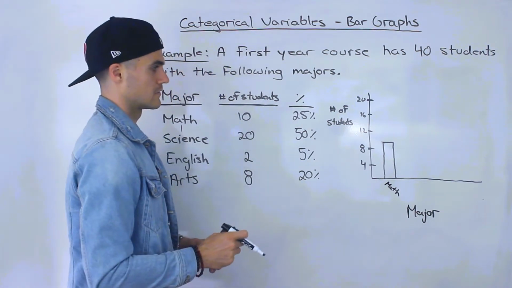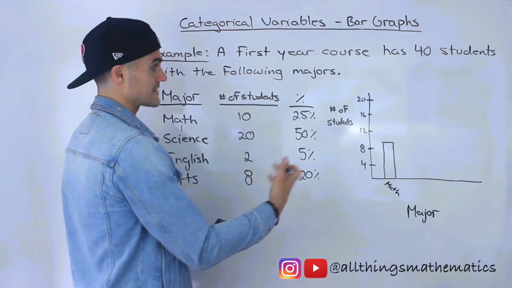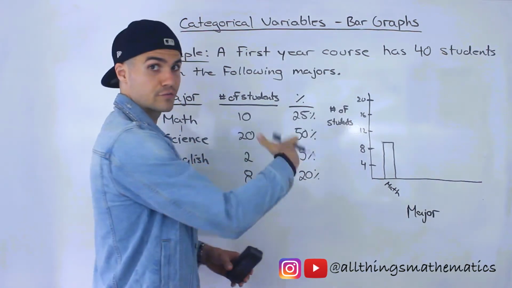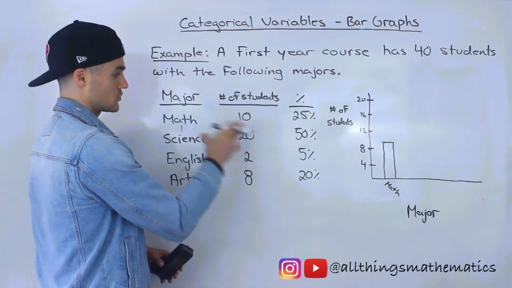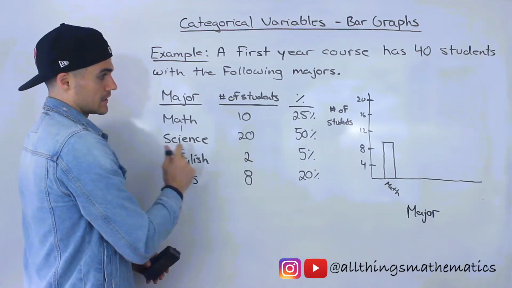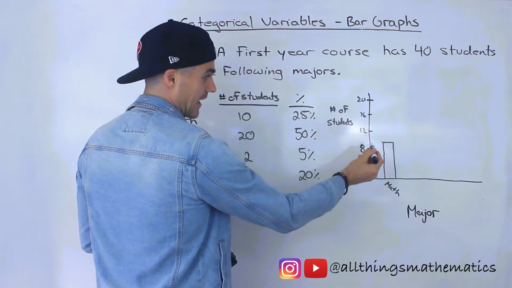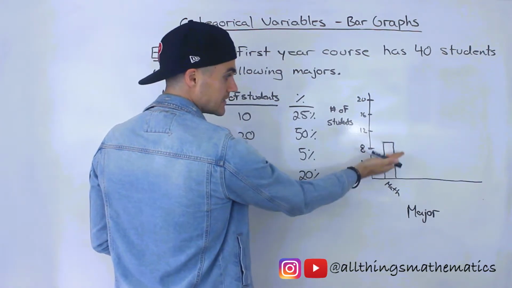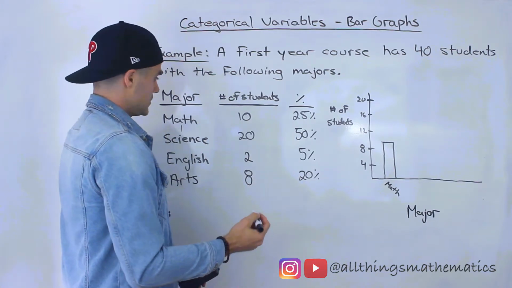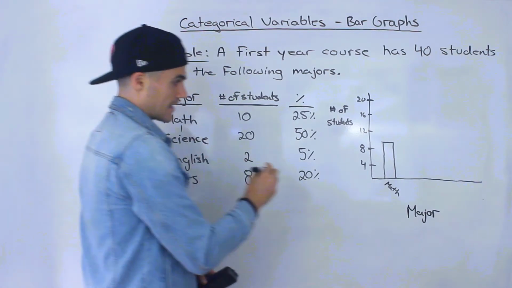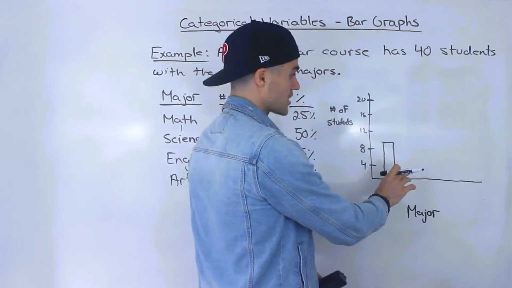And then this here is math, right? So the frequency is, that's another word. This y-axis can be the frequency, which is the absolute number of individuals for each category. So the frequency of students that are in math is 10. And you could see that by the height of the bar. And then what you do is you go to the next category, so science, and there's going to be space in between the bars on a bar graph.